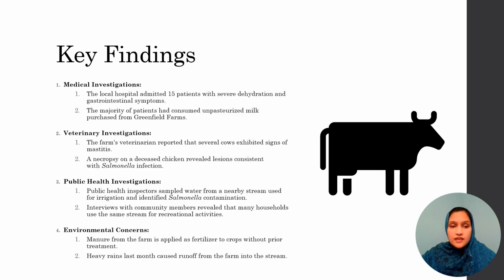Public health investigation showed inspectors found sampled water from a nearby stream for irrigation and identified salmonella contamination. Interviews with community members revealed that many households use the same stream for recreational activities. Finally, environmental concerns showed manure from the farm is applied as fertilizer to crops without prior treatment. Heavy rains last month caused runoff from the farm into the stream.